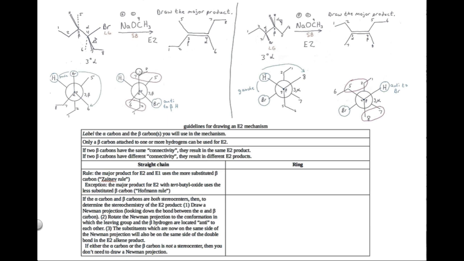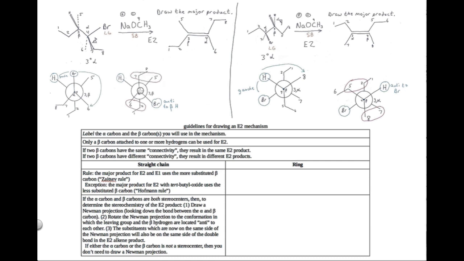Notice this circle here doesn't mean that carbon 7 and carbon 5 are attached to the same atom. These are not attached to the same atom. Carbon 7 is attached to carbon 4 and carbon 5 is attached to carbon 3. We're not circling them because they're attached to the same atom. I'm circling them to show that they are on the same side of the Newman projection and therefore they should be on the same side of the double bond.